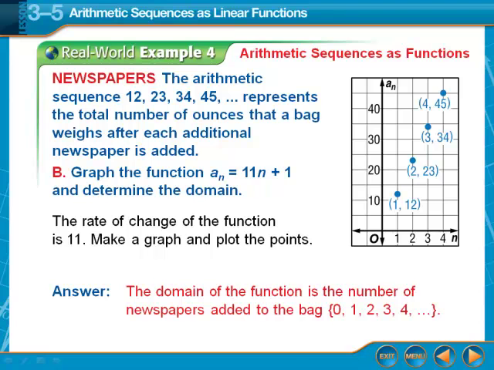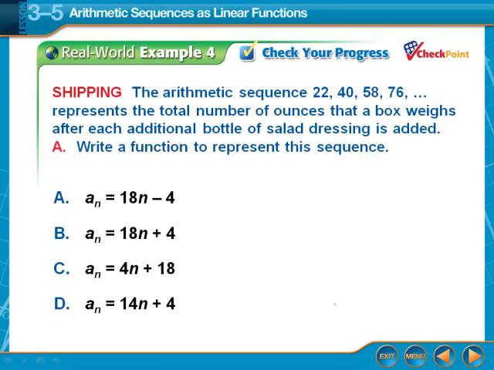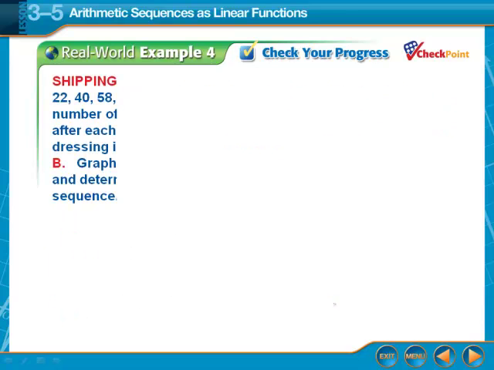This question also asks about domain. Can we have partial newspapers? No. That's why our domain this time is very limited. We can go back and talk about domain also. Again, if you want to pause and check your work to see if you can get the same answer, please pause now. In this case, we get answer B.